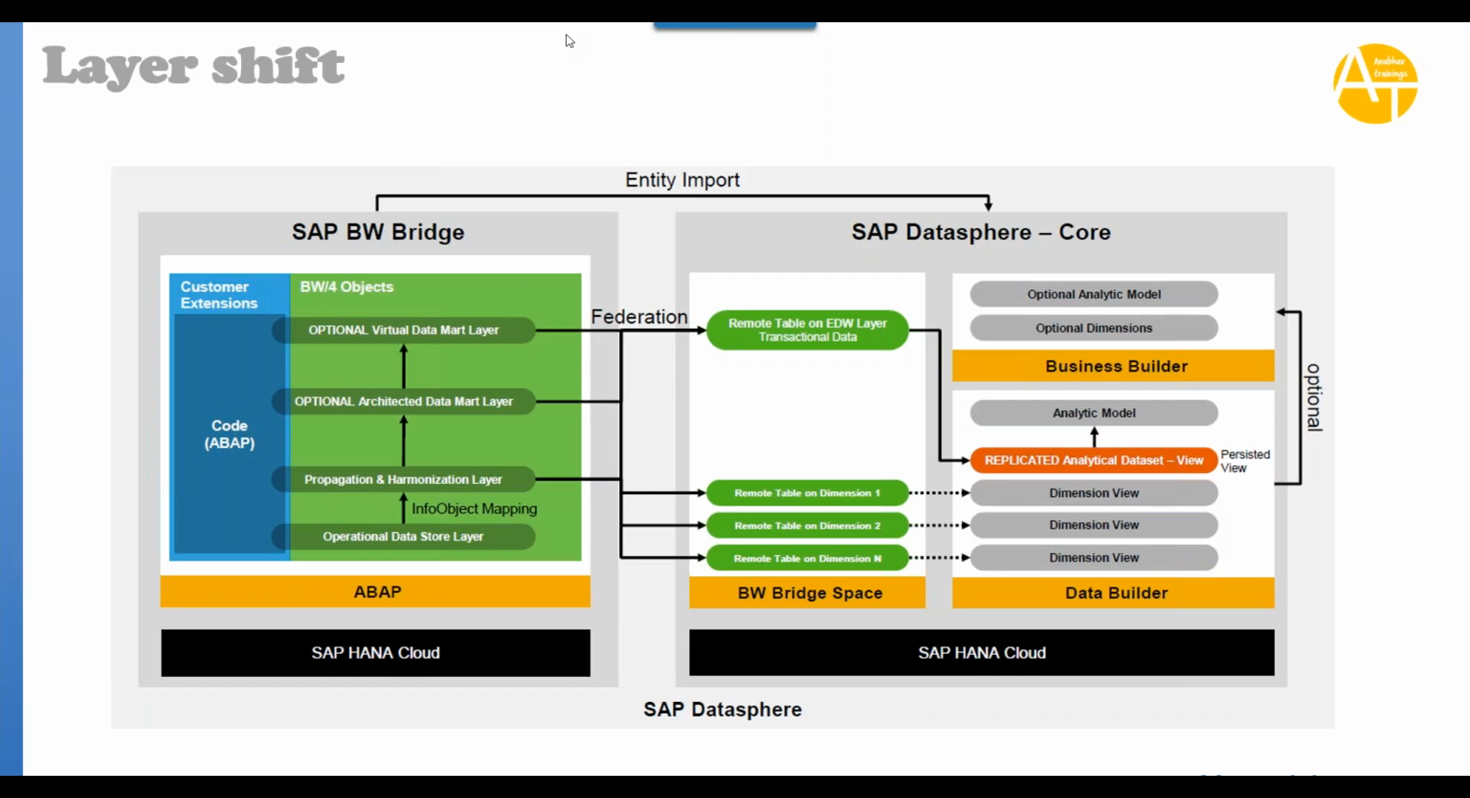With BW Bridge and DataSphere, the architected data mart layer as well as the virtual data mart layer are shifted towards DataSphere, where a remote table is created inside the BW Bridge space. On top of that, the metadata import for BW Bridge is creating data builder as well as business builder artifacts. The new analytical dataset inside the data builder is the one which needs to be filtered out with relevant reporting data and replicated into DataSphere via view persistency. This concludes our unit for BW Bridge. So at least you got a basic idea of how BW Bridge works.